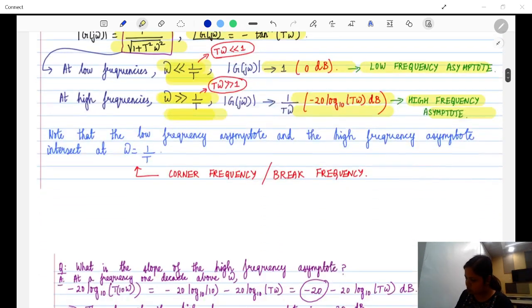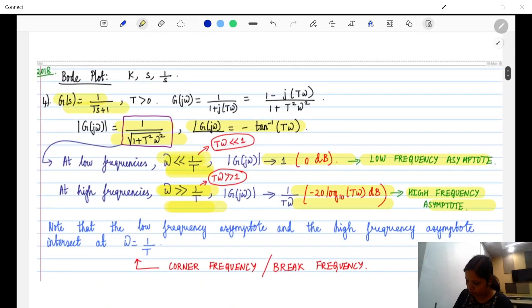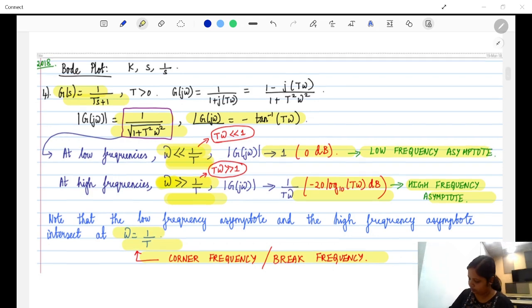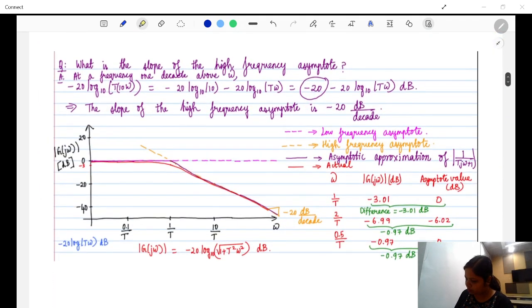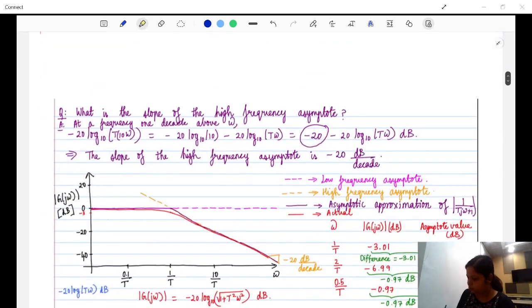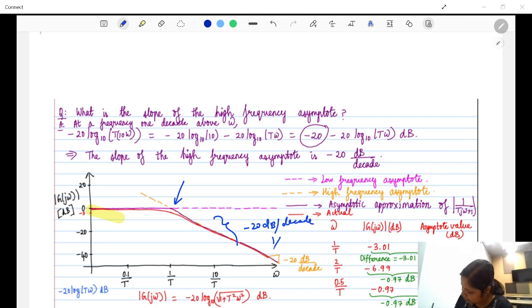This frequency is important. It is called the corner frequency, and it is represented by 1 upon T. So for this 1 upon Ts plus 1, you get the slope. You have a corner frequency over here, and then you have this decaying at minus 20 dB per decade, same as what you had in 1 upon s. So it exhibits similar behavior to that of 1 upon s, and this is the additional part.